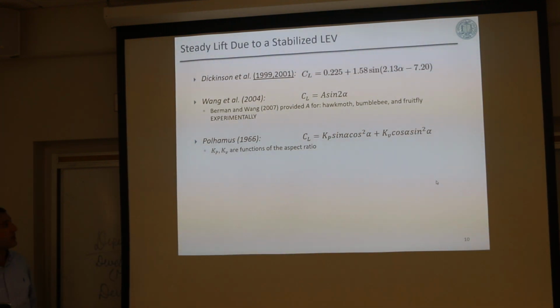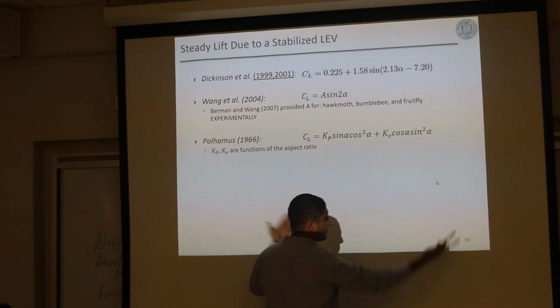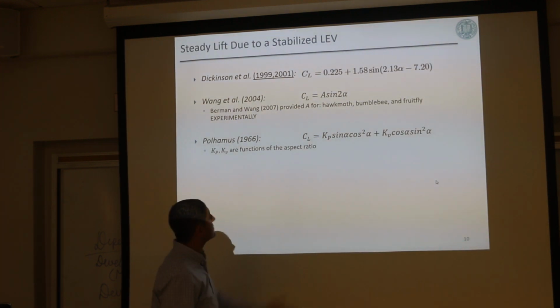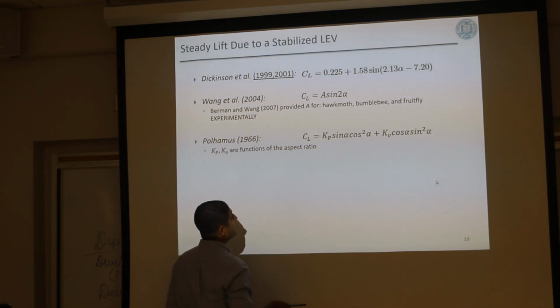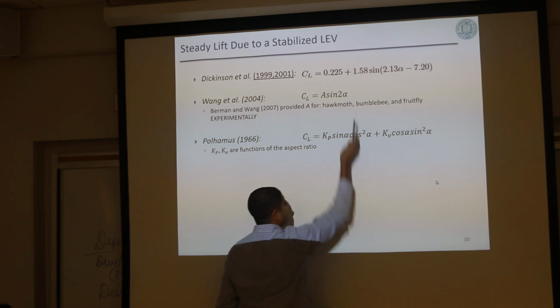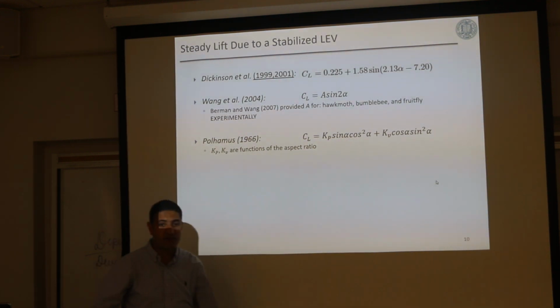So we said the following. Well, if this formula is valid for all the angle of attack region from 0 to 90 degrees, like Dickinson and Wang showed, then it means that it's also valid in the small angle of attack region. In the small angle of attack region, the sine 2 alpha goes to 2 alpha. So you have here A times 2 alpha, and this must equal the linear equation, CL alpha times alpha, which means that this A is half the lift curve slope.